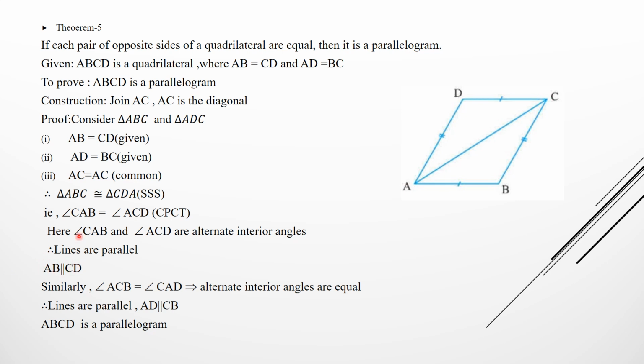We have angle ACB is equal to angle CAD. Again, they are also alternate interior angles and they are equal, which implies the lines are parallel, and here the lines will be AD and CB. Since we got both pairs of opposite sides are parallel, we can say ABCD is a parallelogram.